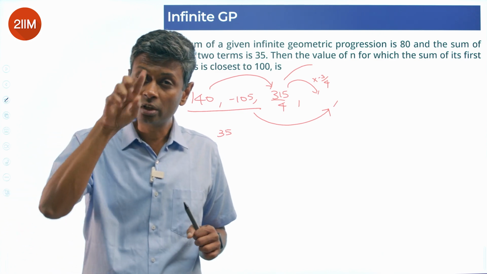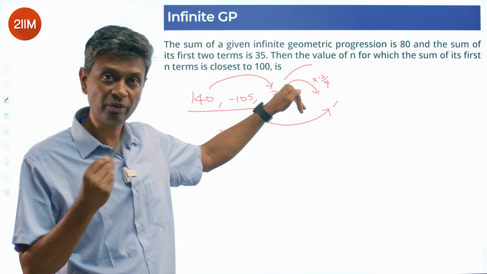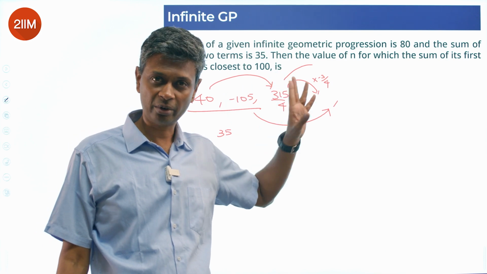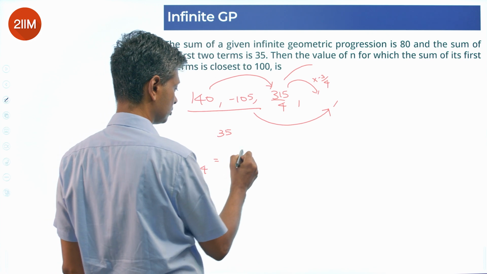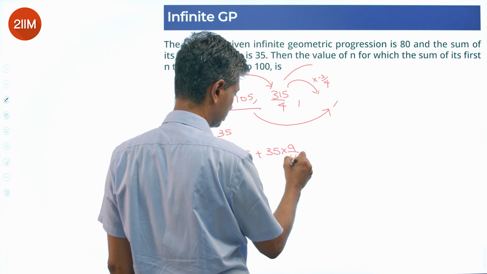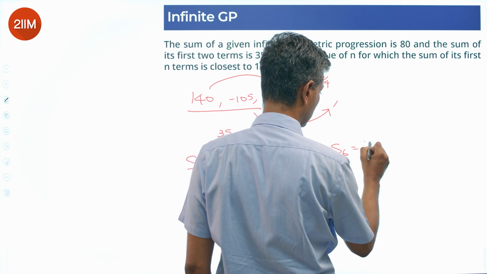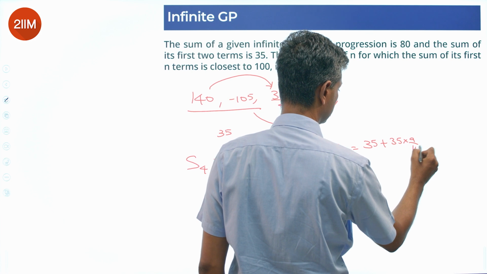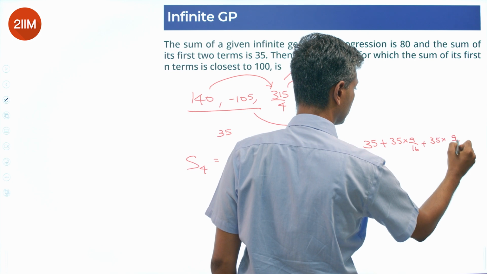I'm thinking about odd terms and even terms. This into 3 by 4 into 3 by 4. Minus 3 by 4 into minus 3 by 4, twice 9 by 16. This into minus 3 by 4 into minus 3 by 4, 9 by 16. So if I take sum up to 4 terms, that will be 35 plus 35 times 9 by 16. Likewise, sum up to 6 terms is 35 plus 35 times 9 by 16 plus 35 times 9 by 16 whole square.